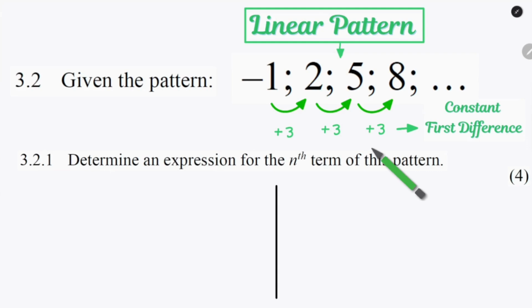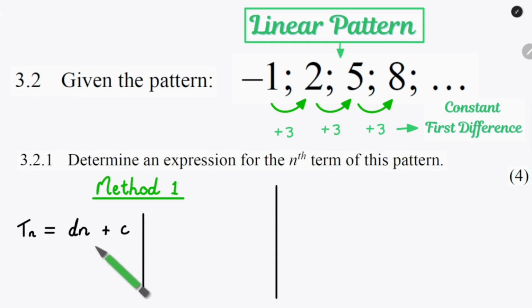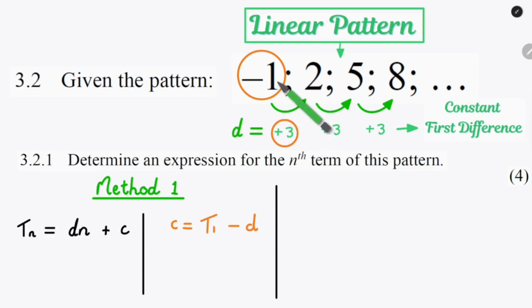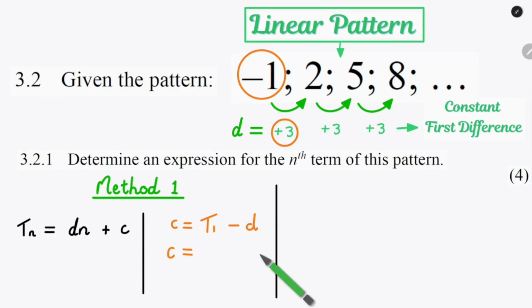And there's two methods we can use to get the nth term. I'm going to go through both of them. So in method 1, we start off with a generic formula, dn plus c. Now, to get the c value, you have to take term 1 minus the difference of 3. So we're going to fill those in quickly. So term 1 is just -1, and the difference is 3. -1 minus 3 will give me this -4 over here.